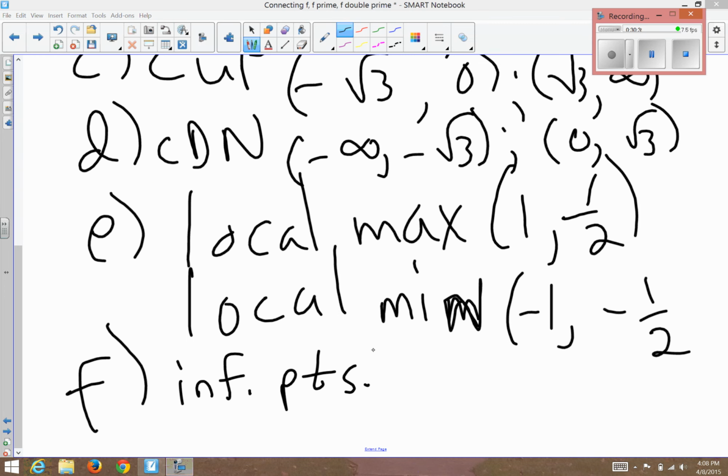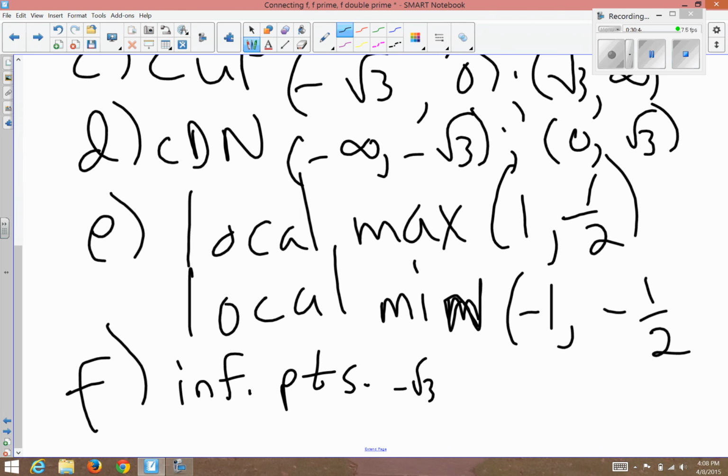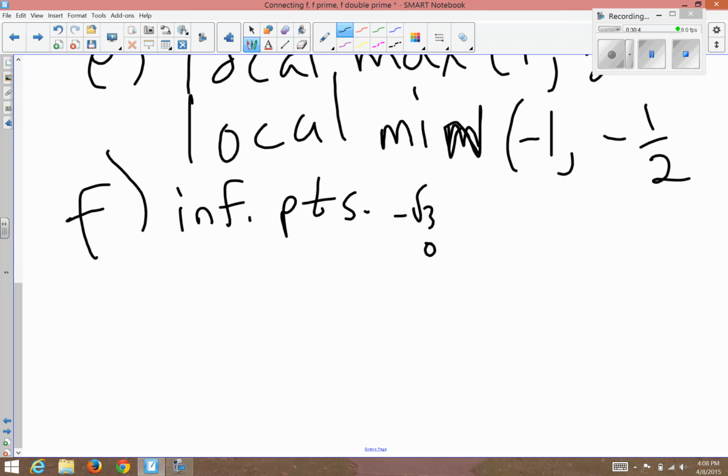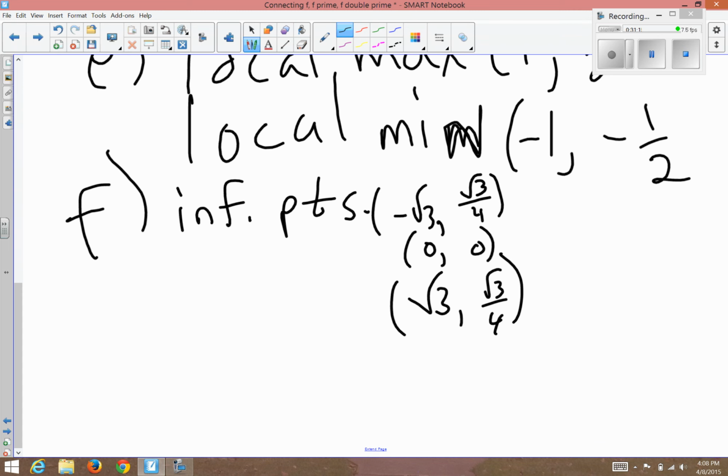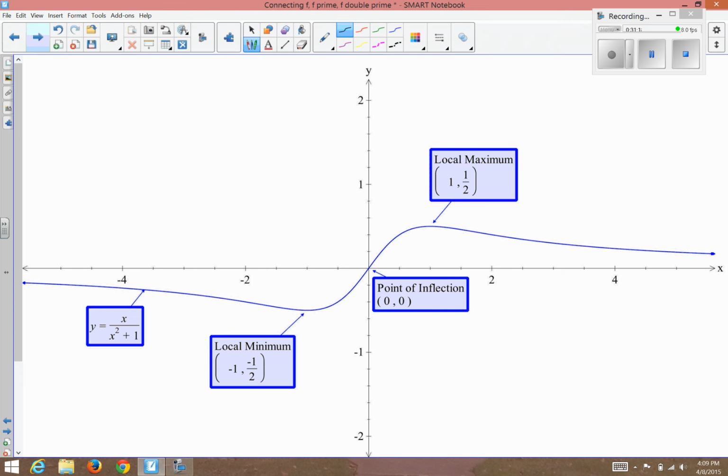The x coordinates are negative radical 3, 0, and radical 3. The y coordinates, you have to find them by putting these x's into what y equals in the beginning. And you can do that and see that you'll get, when x is negative radical 3, y comes out to be negative radical 3 over 4. When x is 0, y comes out to be 0. And when x is radical 3, y comes out to be radical 3 over 4. So those are the inflection points. And you can see all of those on this graph.